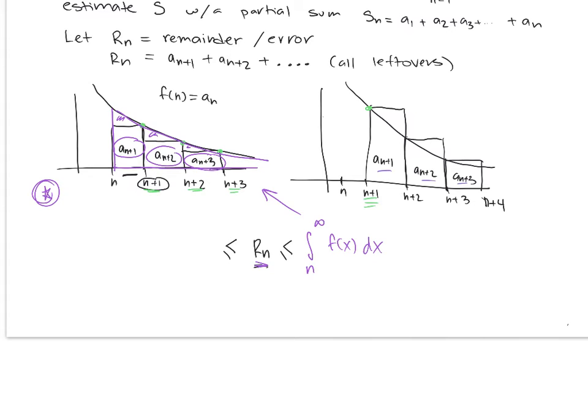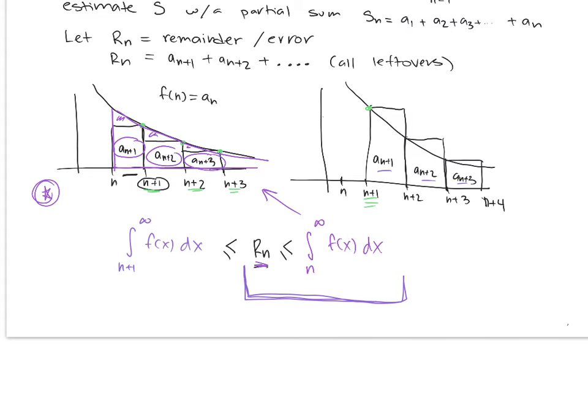And the remainder is bigger than the area under the curve, but in this case, the starting point is n plus 1. That would give you a lower and an upper bound for the remainder. Honestly, more often than not, what we use is this case. Like we just use that half of it.